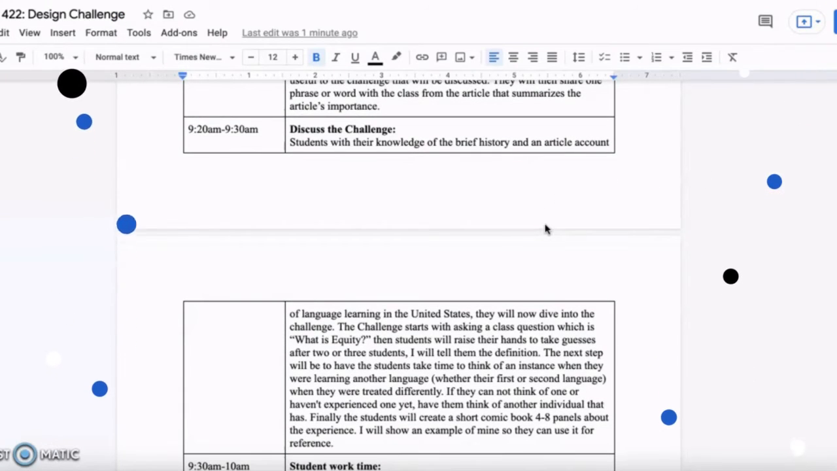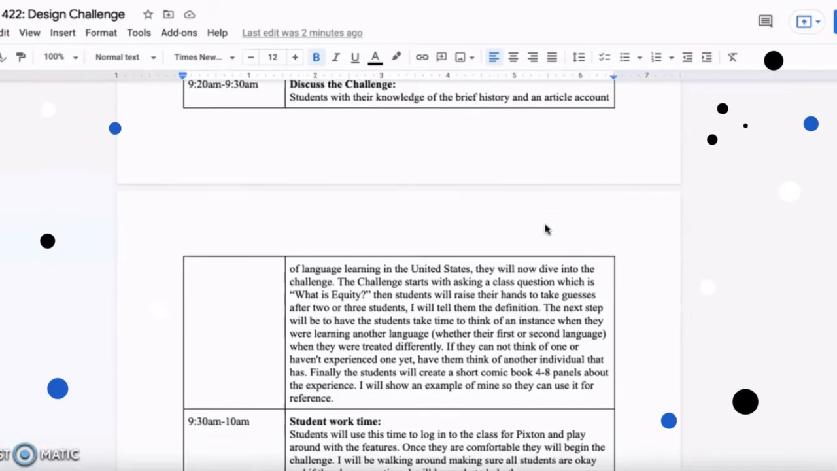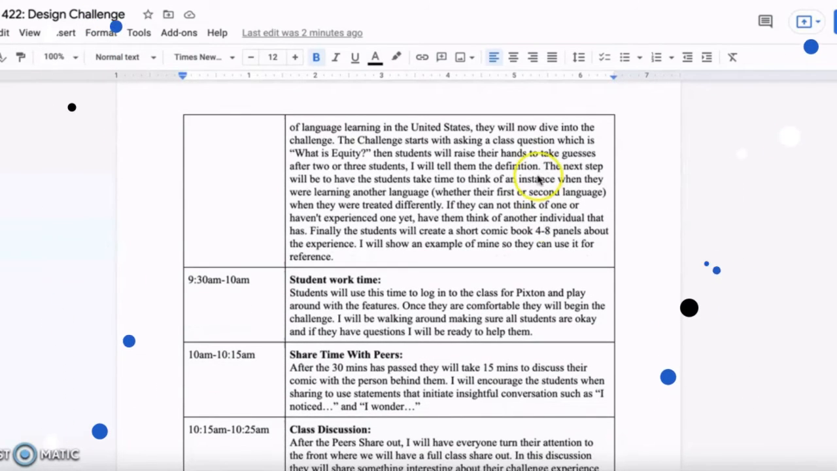And for the next 30 minutes, we'll discuss the challenge, and students will, with their knowledge of the brief history and article account of the United States, now dive into the challenge. The challenge starts with asking a class question on what is equity, and I'm going to take a couple volunteers on what they think it is. And if everyone or the majority is unsure, I'm going to share the definition with them.